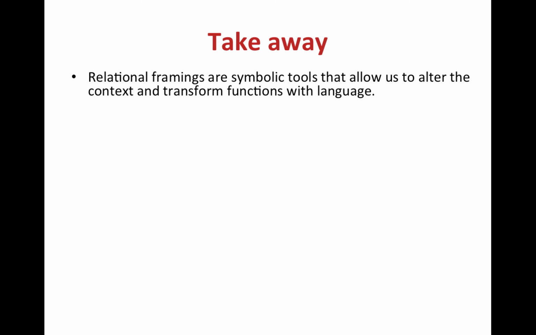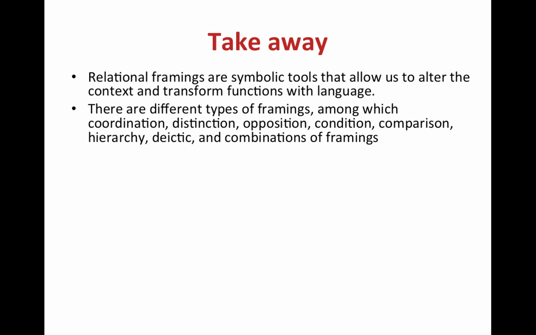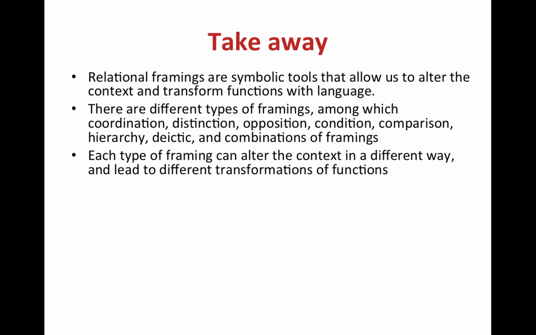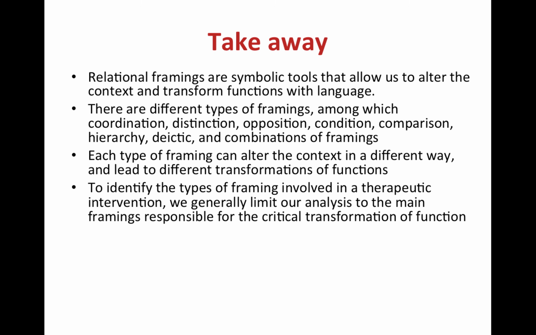Here is a summary of the main points you've learned in this tutorial and that I would like you to remember. Relational framings are symbolic tools that allow us to alter the context and transform functions with language. There are different types of framings, among which coordination, distinction, opposition, condition, comparison, hierarchy, deictic, and combination of framings. Each type of framing can alter the context in a different way and lead to different transformations of functions. To identify the types of framing involved in a therapeutic intervention, we generally limit our analysis to the main framings responsible for the critical transformation of function.